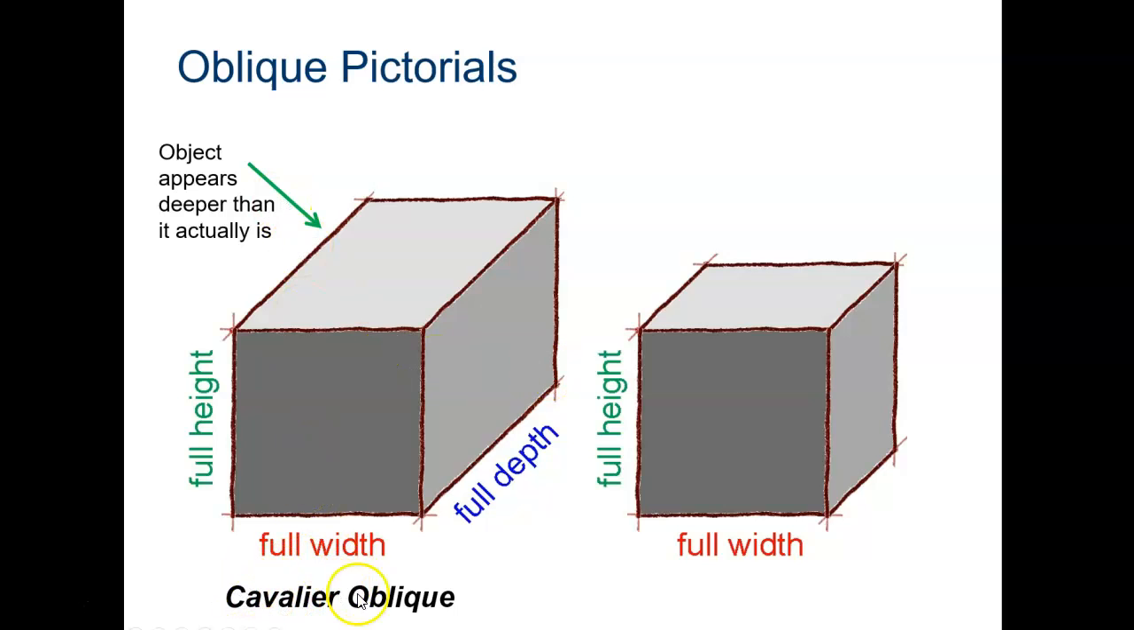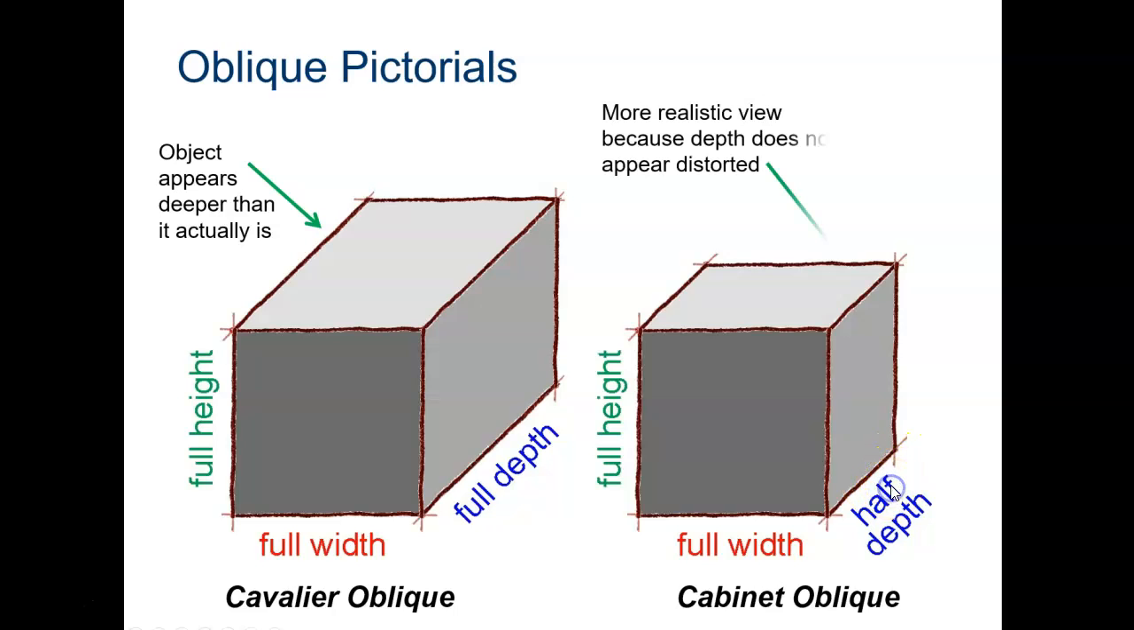With a Cavalier oblique view of an object, you have the full height, the full width, and the full depth. The object appears deeper than it actually is. But with a Cabinet oblique, you have half of the depth. So this is the more realistic view because it doesn't appear distorted. This looks more natural. For example, if this was 1 inch in depth, we would draw it half an inch in depth to give it a more realistic appearance. So this is Cavalier and this is Cabinet. Again, Cavalier is full depth, Cabinet is half depth.